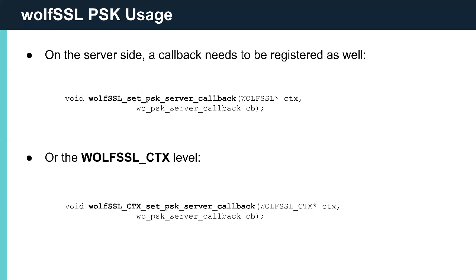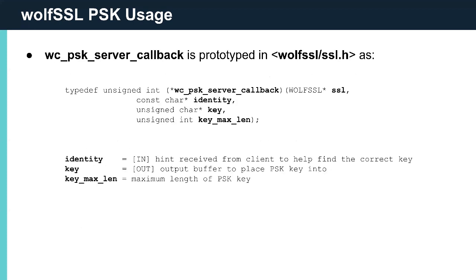So on the server side, you also need to register a callback by using wolfSSL set PSK server callback. You can do that at the session level or the context level, just like the client. This is the prototype for the server PSK callback. It gives you the identity as an argument, which is the hint that the client sent.